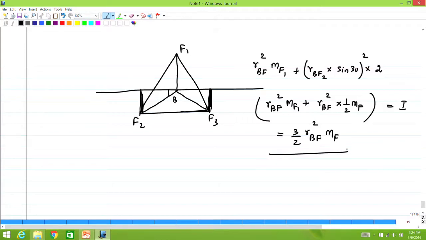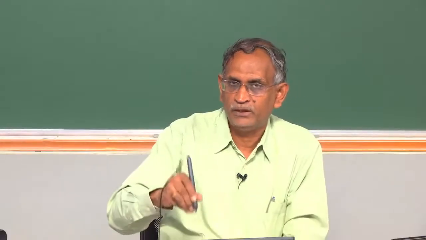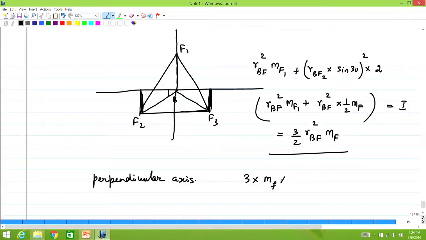So, this is identical to the moment of inertia about the other axis, that is also 3 by 2. Now, what about the perpendicular axis? The perpendicular axis is something like that. You see all the 3 atoms are away from this axis by exactly their bond distances. Therefore, the perpendicular distance from this axis is actually the BF bond distance. So, you have 3 times M_F times R_BF square. This is for I_Z.